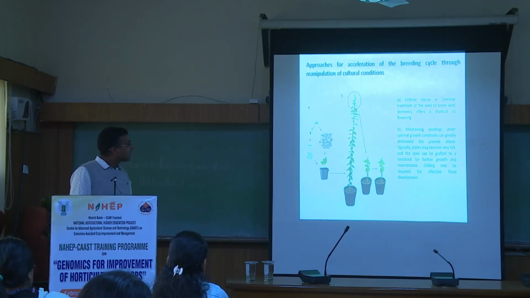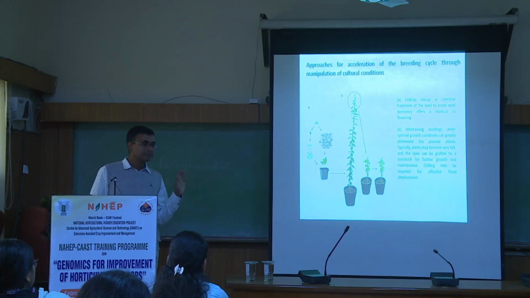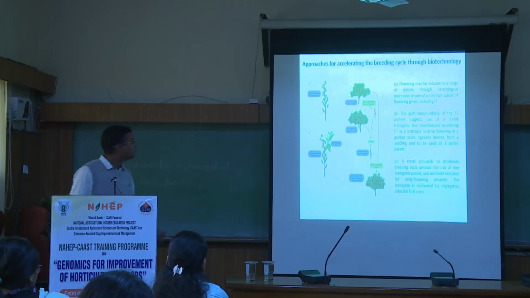But then again, you can get that in fruit crops. It is possible to do grafting onto some rootstock, and you can reduce the generation cycle drastically. From 5 years, it could be done within 3 months or 5 months. It is possible now.